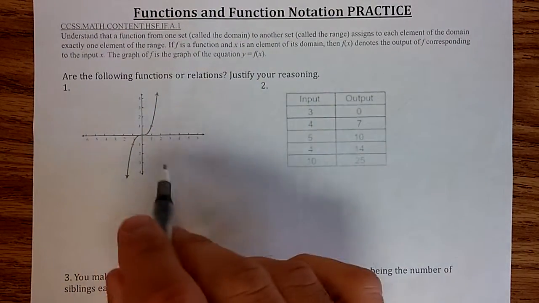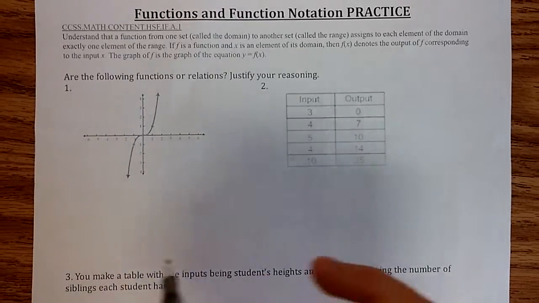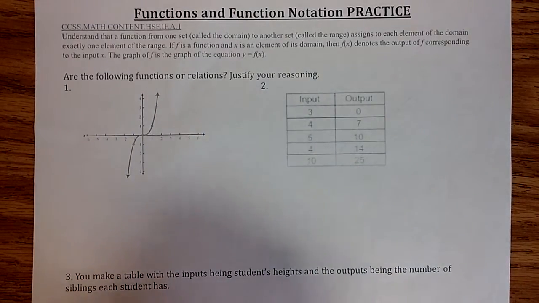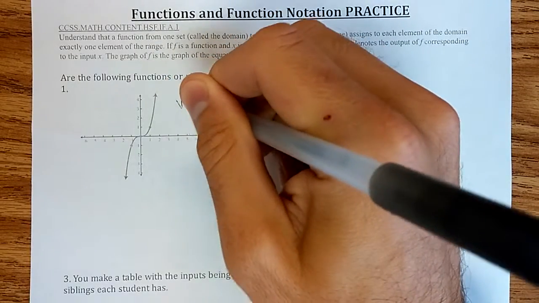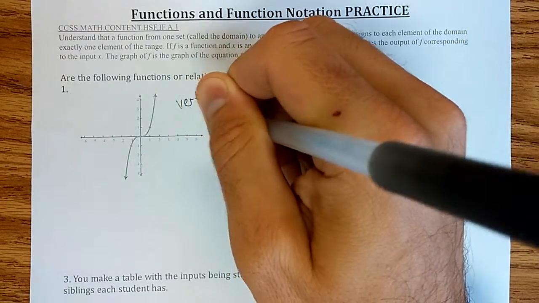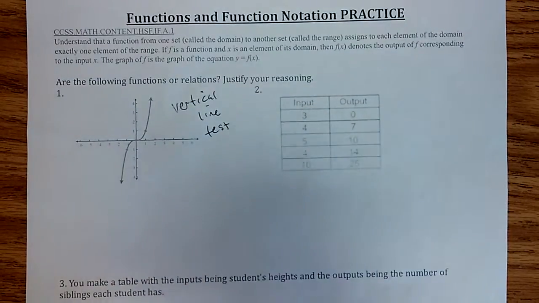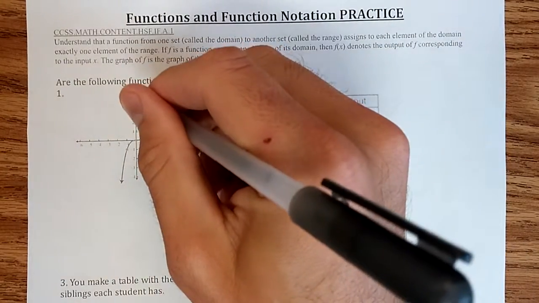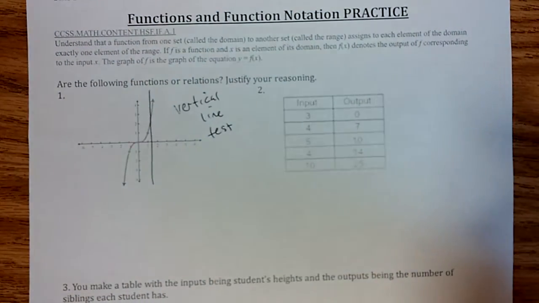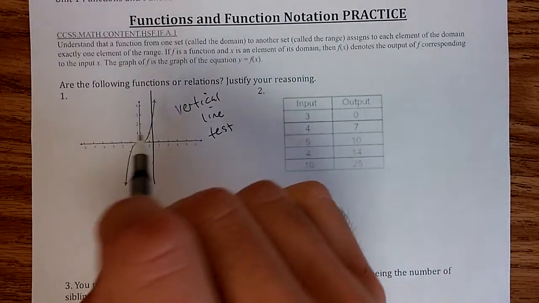If we look at this graph here, does every x value have only one y value? We check that by doing the vertical line test, which helps you determine whether or not something is a function. If you draw a vertical line anywhere on this curve, does it hit more than once? Because if it hits more than once, then that x value has two or more different y values.